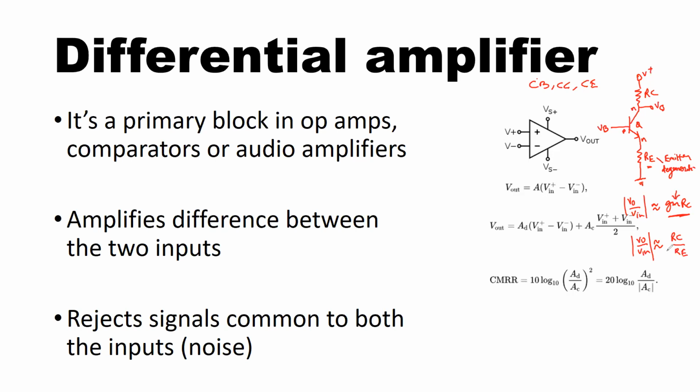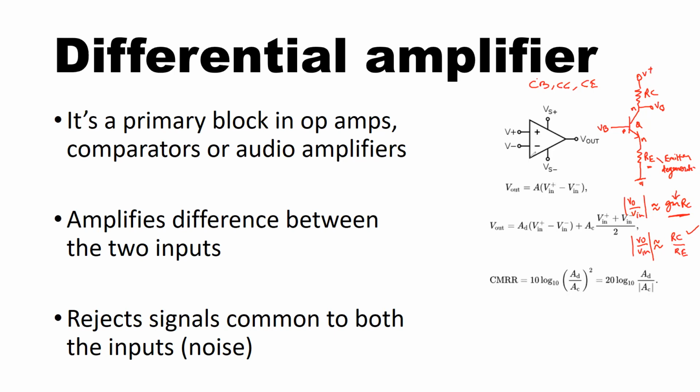So to provide the bias stability and stability against the intrinsic parameter variations, we use this emitter degeneration, which provides negative feedback in the amplifier. And we got this expression of the gain, which is set by the ratio of the two resistors.